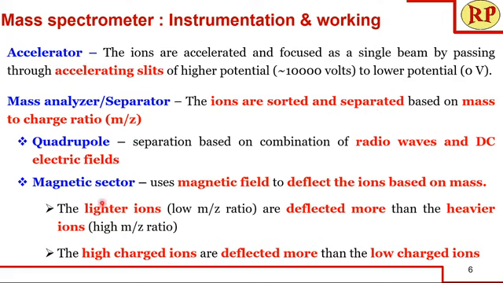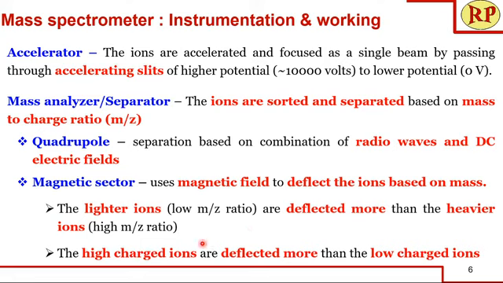This can happen with 2 different types of separators. Quadrupole separation occurs with the combination of radio waves and DC electric fields, but the commonly used separator is magnetic sector, which we have seen in our instrumentation. This uses the magnetic field to deflect the ions based on the mass. The heavier the ion is, it will move less, and the lighter ions are deflected more.